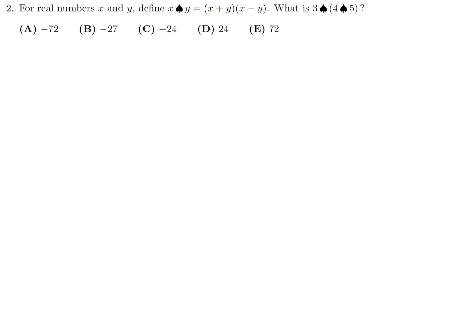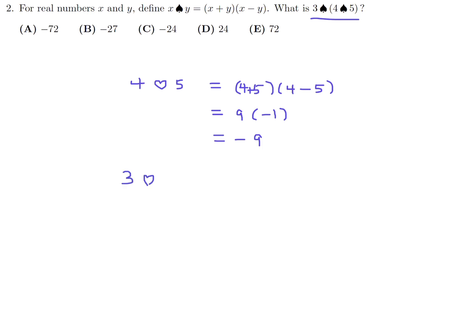For real numbers x and y, define x symbol y equal to x plus y times x minus y. What is this expression? So first let's just do the 4 symbol 5. If you use this definition, 4 plus 5 and then 4 minus 5, correct? So that's 9 times negative 1, which is negative 9. So then this expression essentially has now become 3 symbol negative 9.